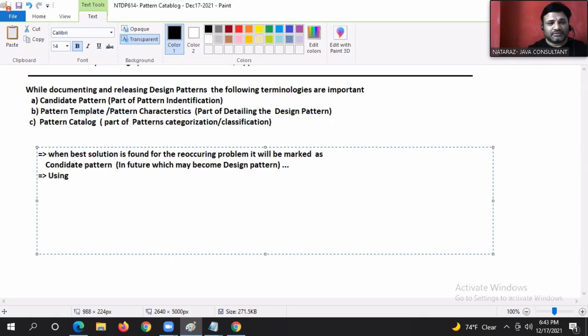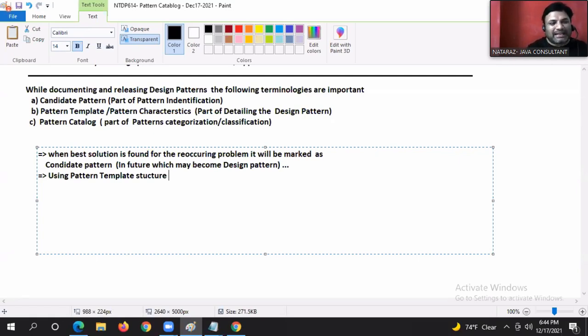Using a pattern template structure. Okay. No centralized agency, nothing. No one needs to approve. No one needs to say yours is not a design pattern, yours is bad. No. It's all about popularity. That's it. All about popularity, guys.